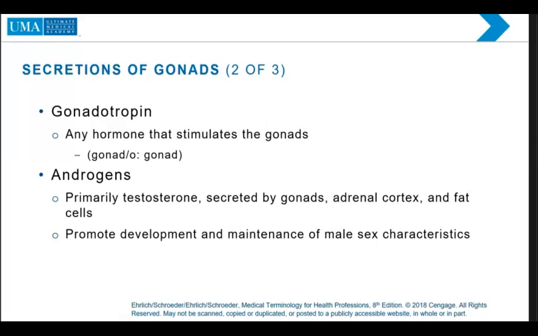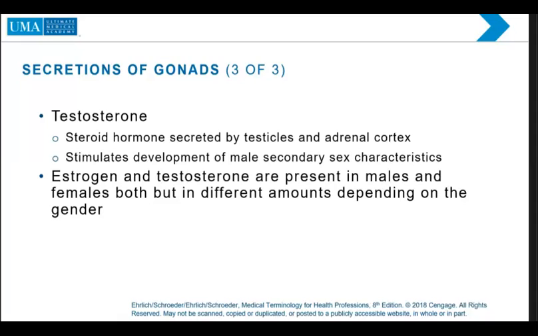Androgens, primarily testosterone, are secreted by gonads, adrenal cortex, and fat cells. They promote development and maintenance of male sex characteristics. Testosterone is a steroid hormone secreted by the testicles and adrenal cortex. It stimulates development of male secondary sex characteristics. Estrogen and testosterone are present in males and females, but in different amounts depending on the gender.